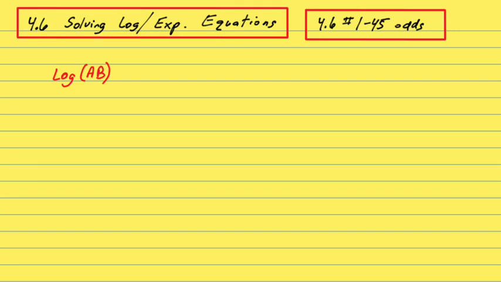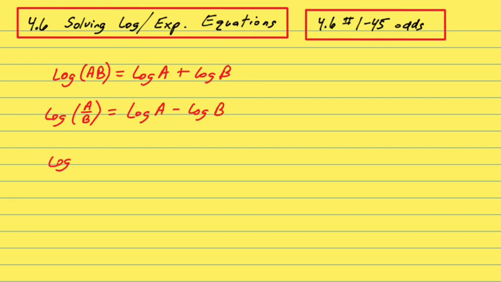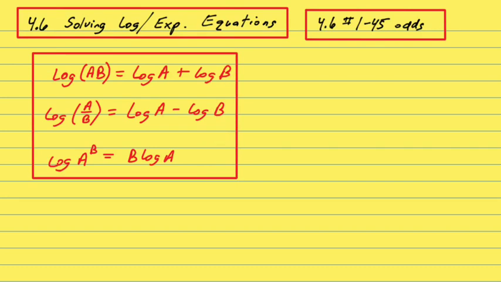Log of A times B is log A plus log B. Log of A over B equals log of A, the log of the top, minus log of B, the bottom. And log of A to the B power equals B times log A. Those are your properties of logs.